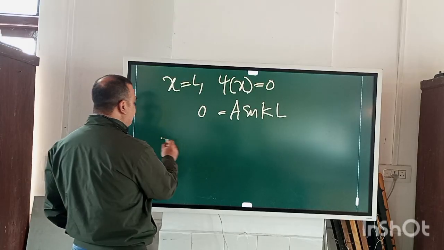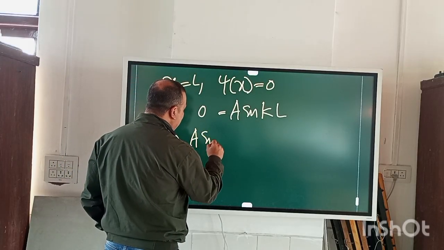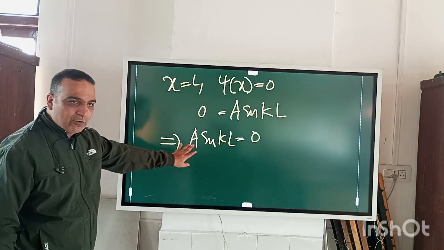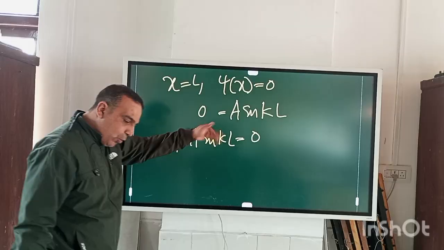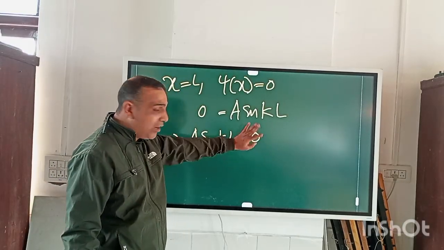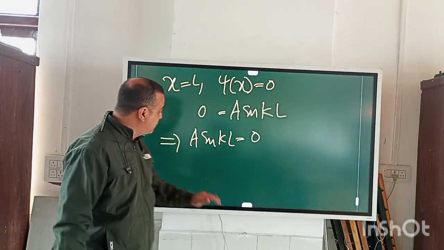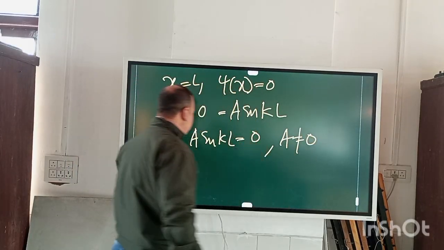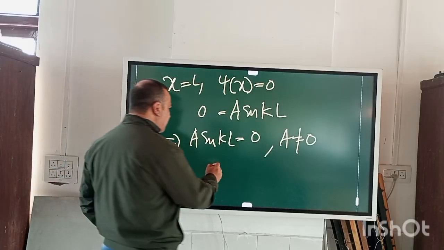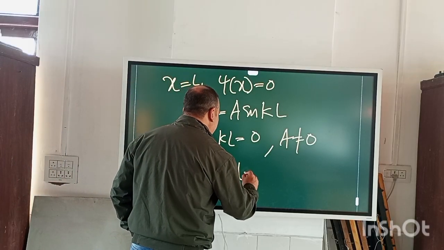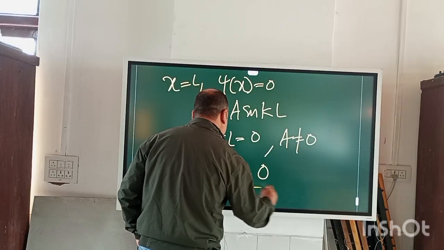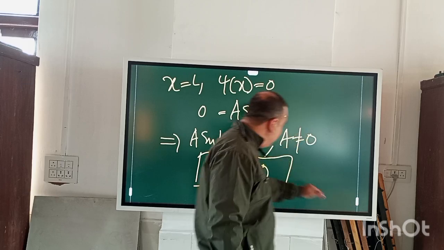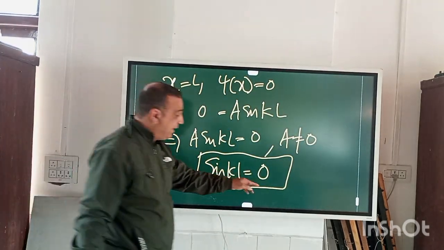So what I'll be left with is a sine kL is 0. But we understand this a cannot be equal to 0. Because when we chose the solution of the differential equation, we got b equal to 0. A was not equal to 0. So we know that a is not equal to 0. Now if a is not equal to 0, then sine of kL is equal to 0. Now sine of anything is sine of n pi.